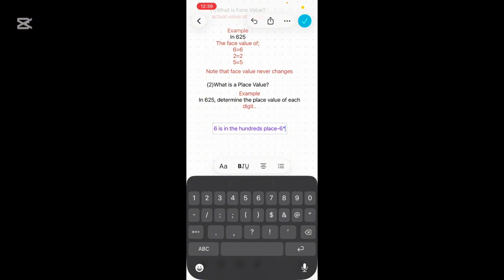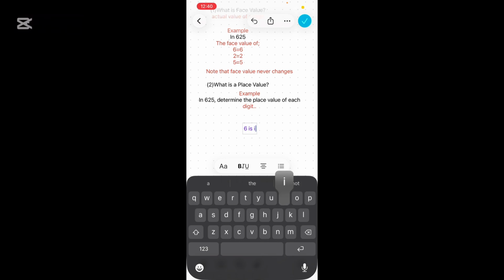Multiplied by 100 because it is in the 100 place, which will give 600. But not to make this so complex, we're still trying to get the basics of place value and face value. We'll just end at the positioning. So we say 6 is in the hundreds place.